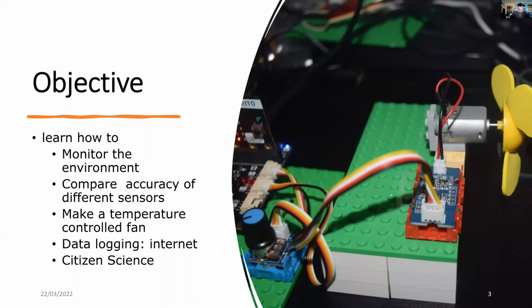What are we going to learn? We're going to monitor the environment. And in particular, we're going to look at measuring the temperature, that's the air temperature, humidity, and pressure. And we're going to compare the accuracy of different sensors, especially with regard to temperature. And we'll make a temperature-controlled fan, and we'll look at data logging the parameters that we collect on measurements and put them on the internet, and we'll see what the role is of the citizen scientists, especially with climate change.